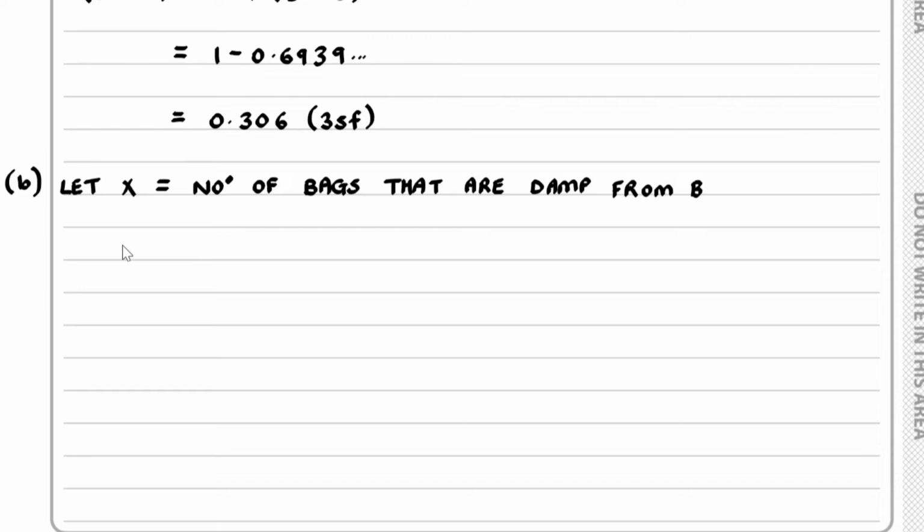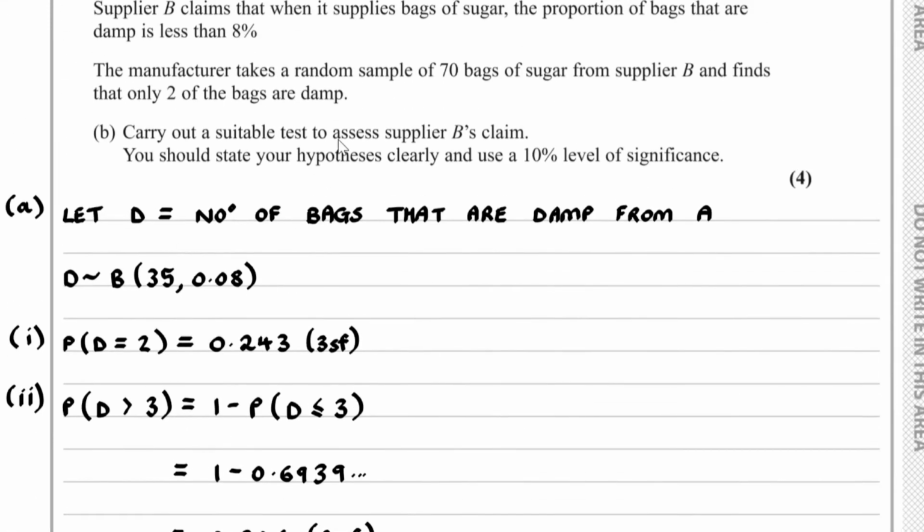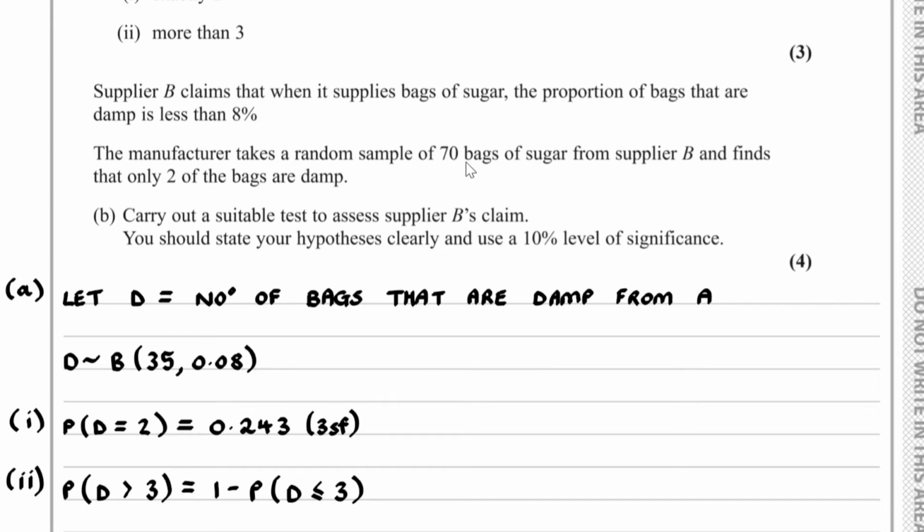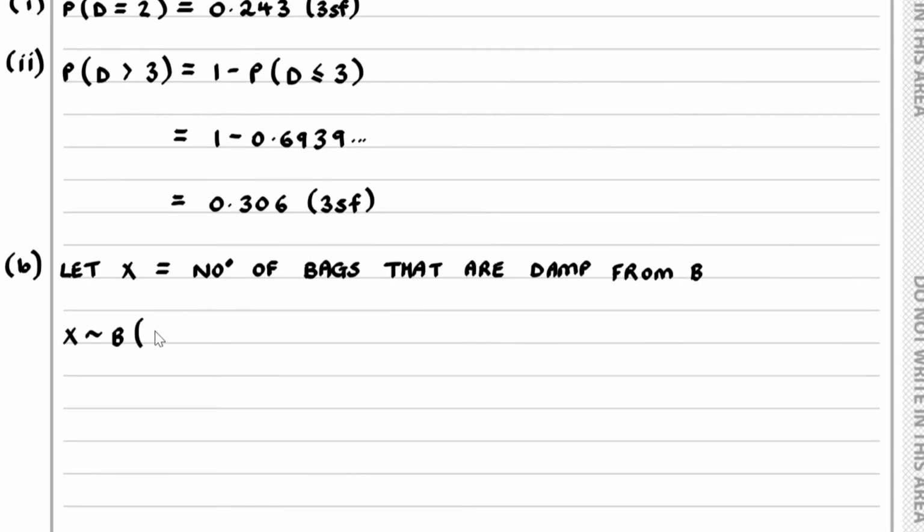Now, for part B, if we let x equal the number of bags that are damp from B, we have a binomial distribution, so x is binomially distributed. This time, what we were told in the question is we've got a sample of 70 bags, so we've got 70 and 0.08 for our parameters.